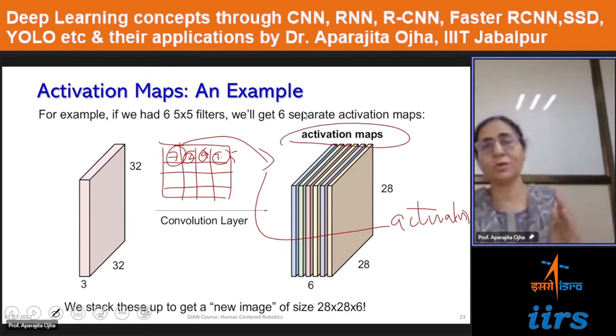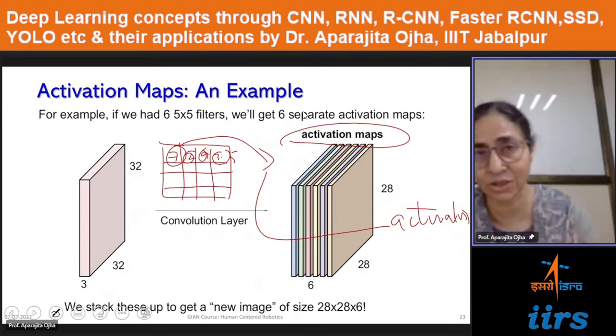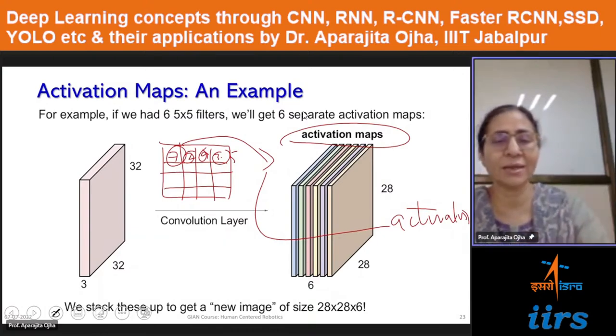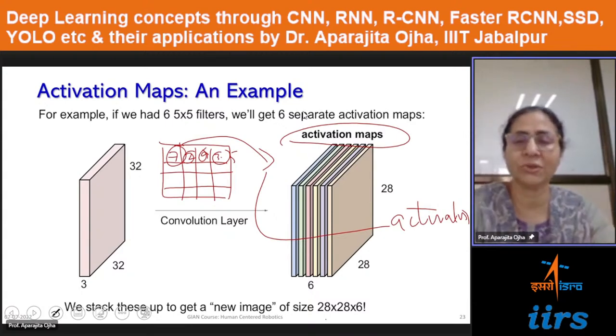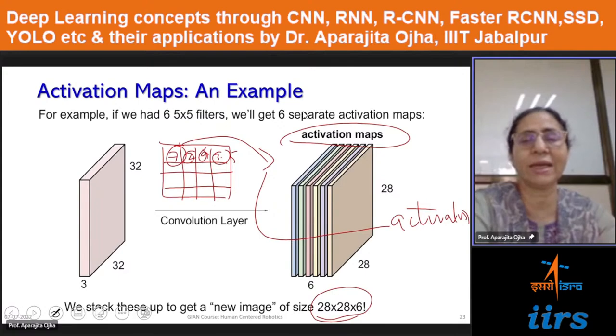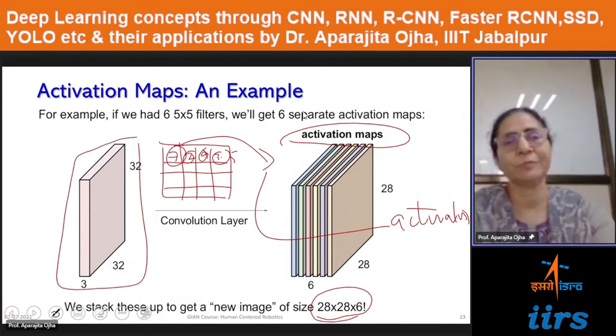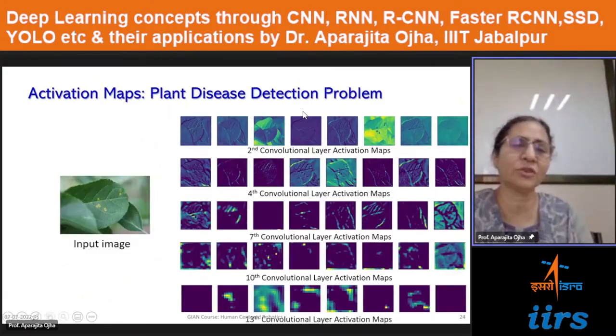So if there are H filters, you will be getting H feature maps. From those feature maps, on each of these entries, you will be applying activation function, and you will be getting activation maps. Sometimes in the literature, you will find that activation maps and feature maps are used interchangeably, right? So we stack these up to get a new image of size 28x28x6 in case when you have a 5x5 convolution applied on this 32x32x3 image.